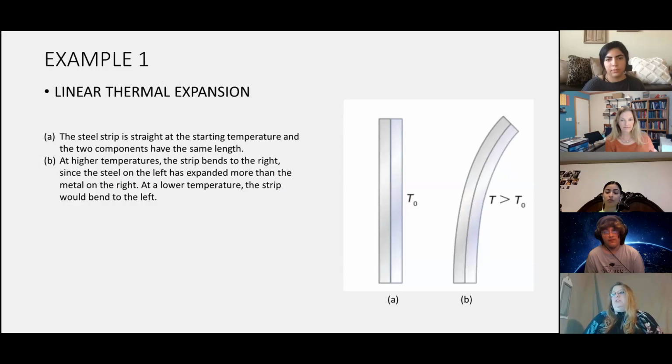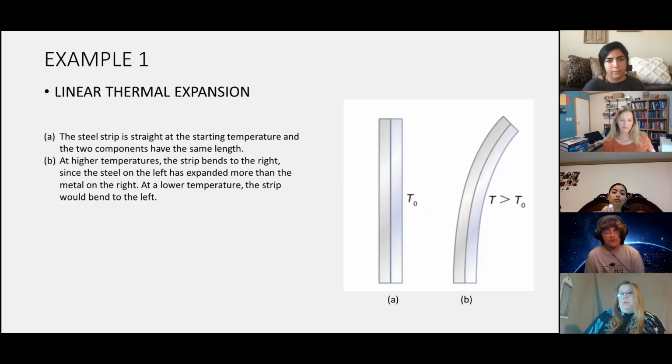This example is just to give you a visual perspective of how metal, such as steel, moves when the temperature changes. Figure A is showing the steel strip is straight at the starting temperature and the two components have the same length. Figure B shows what happens when the temperature gets higher or hotter. The strip bends to the right since the steel on the left has expanded more than the metal on the right. If the temperature got lower or colder, the strip would bend to the left.